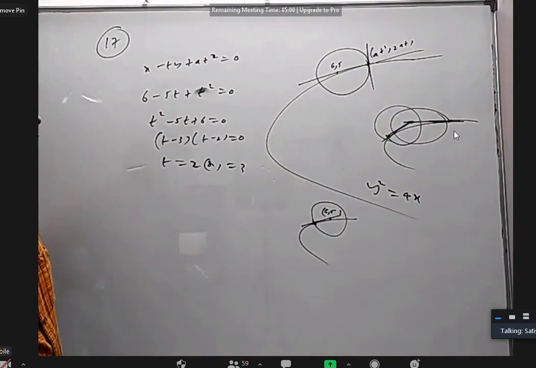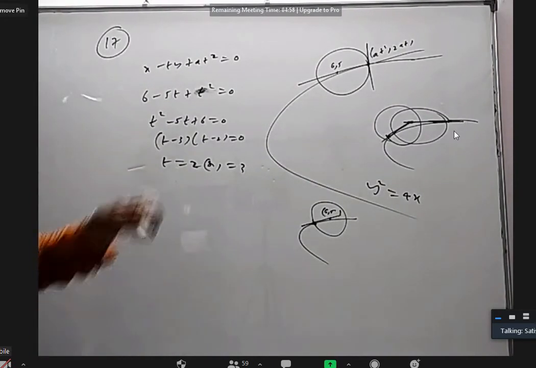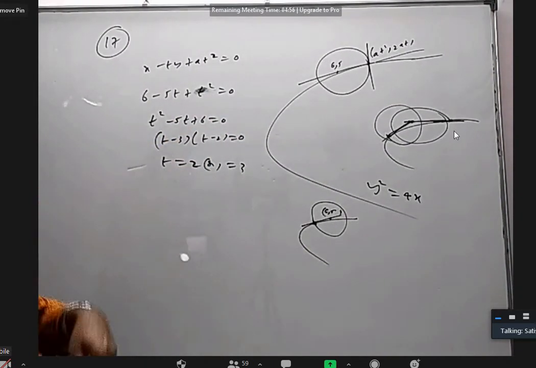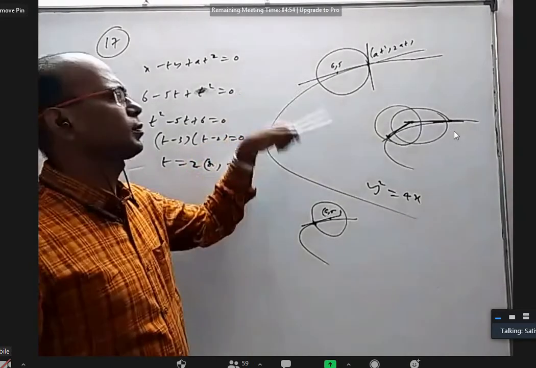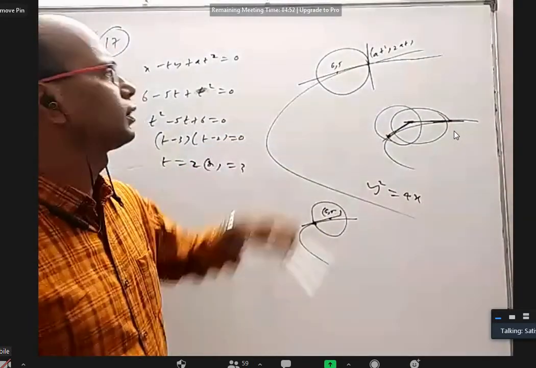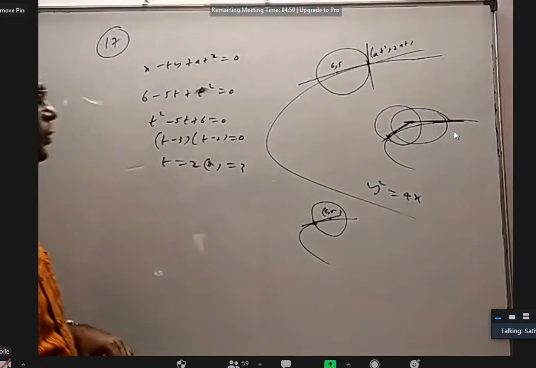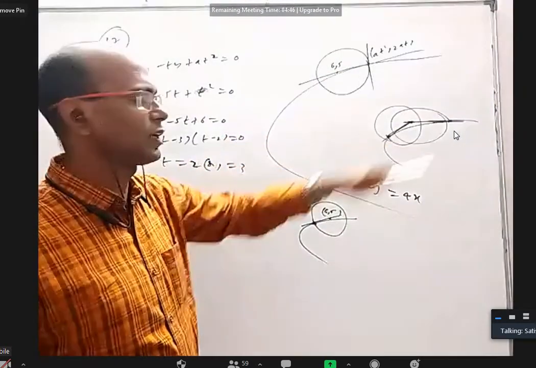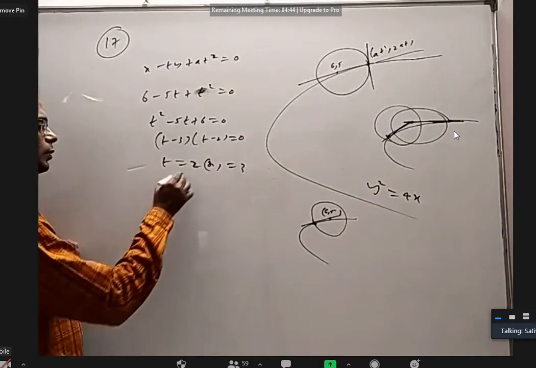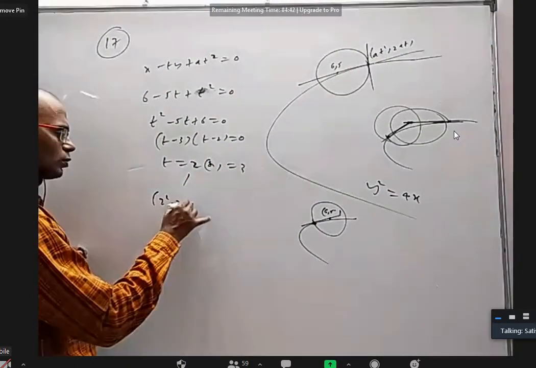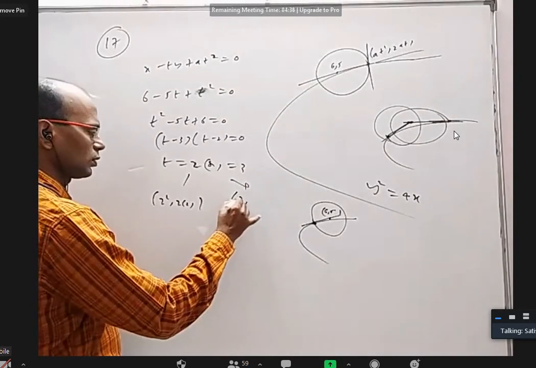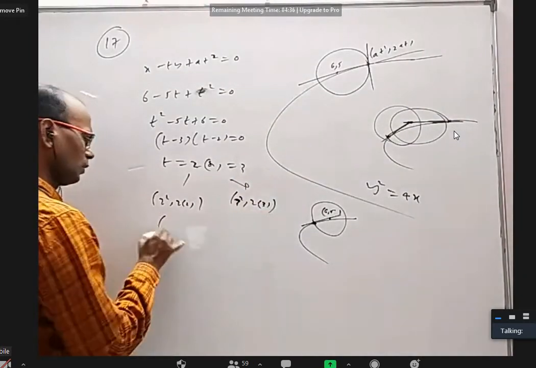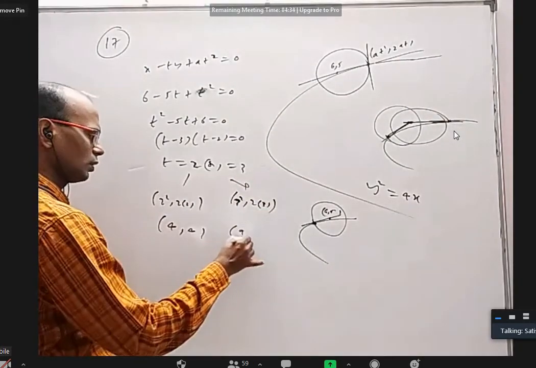That's it. Instead of directly asking, they say a circle and a parabola are intersecting orthogonally. What can the point of intersection be? Basically, from (6,5) draw a tangent wherever it is touching. So t = 2 means (2^2, 2 times 2), and t = 3 means (3^2, 2 times 3). That is (4,4) and (9,6).